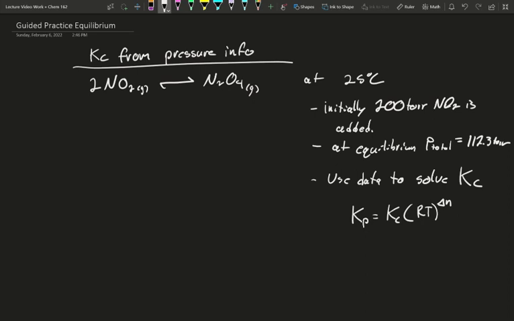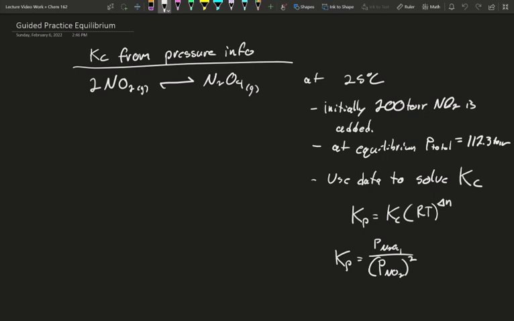All right, if you're back, solving Kc directly from pressure data isn't something we can readily do. Pressure data is going to give us Kp. If we know Kp and the change in moles of our balanced reaction, we can solve Kc. So we need to know Kp. But Kp is going to be equal to the partial pressure of the product, N2O4, divided by the partial pressure of the starting material, NO2, squared. This means I need to know those partial pressures.